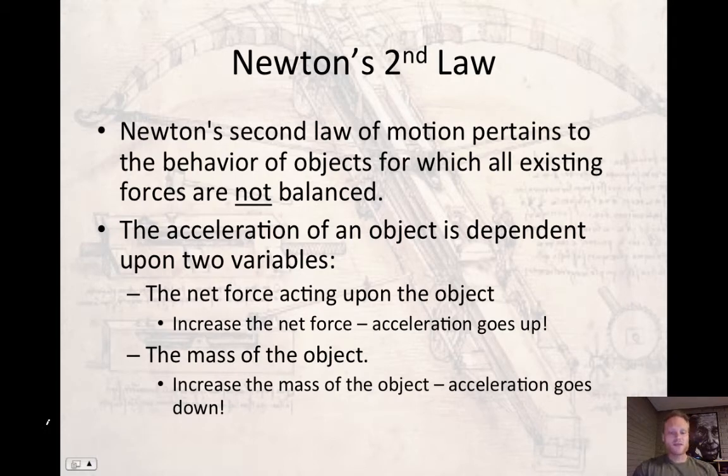The acceleration of an object is dependent upon two variables. The first is the net force acting upon the object. If you increase the net force, the acceleration increases also. That's called a direct relationship. They are directly related. The second variable is the mass of the object. If you increase the mass of the object, the acceleration will decrease. More massive objects are harder to accelerate, and that kind of makes sense, right? It's a lot easier to accelerate, say, a baseball than a bowling ball. The mass is what's going to be different on those two objects.